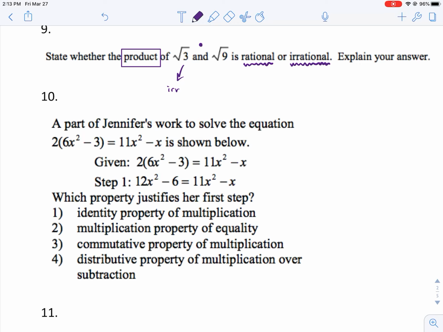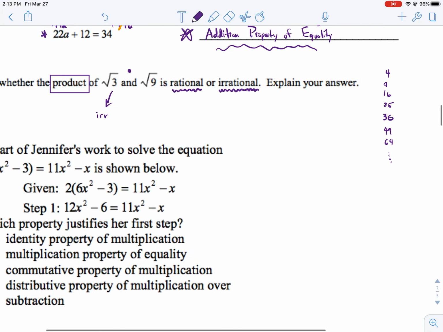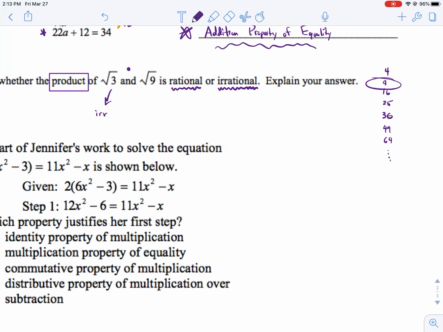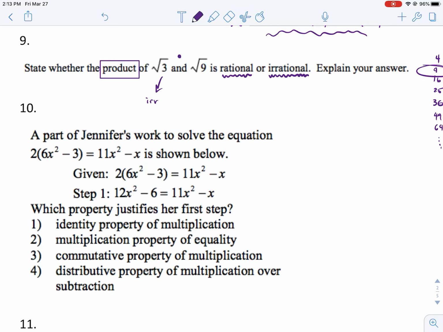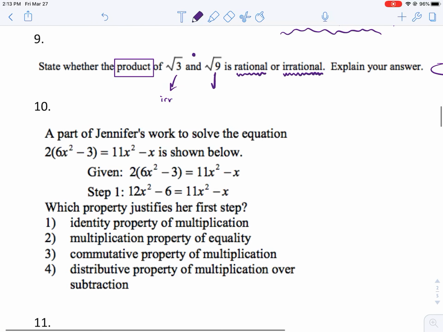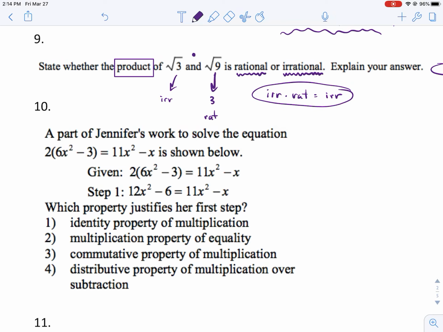Now, let's look at the square root of 9. Okay, square root of 9 is one of our perfect squares. It actually is 3 times 3. So that's what it means to square root. Right? What times what equals 9. So when you take the square root of 9, you get 3, right? Which is a rational number. But what happens here is when you multiply an irrational by a rational number, you get an irrational number. Okay, so you're going to get 3 times the square root of 3.